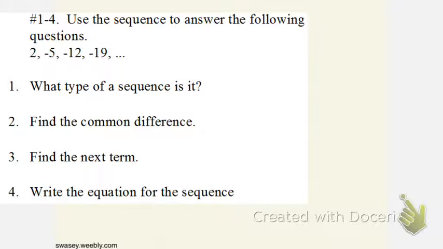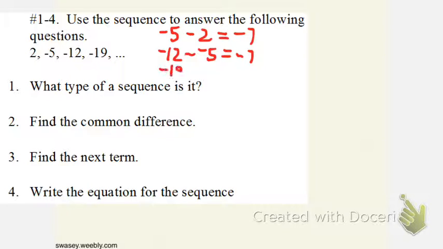Alright, so we're trying to figure out what type of sequence this is. One way to do that is to try subtraction. So do the second term minus the first, and you get negative 7. If you take negative 12 and subtract the second term, negative 5, you get negative 7. And then if you take negative 19 and subtract negative 12, you get negative 7.